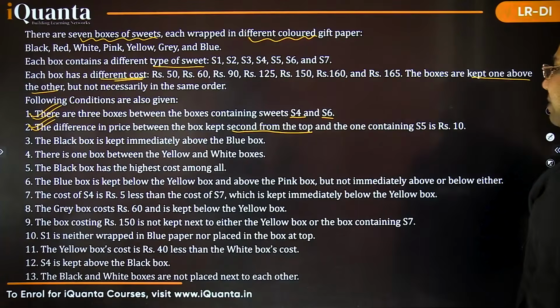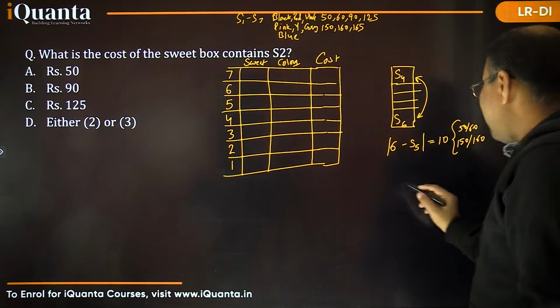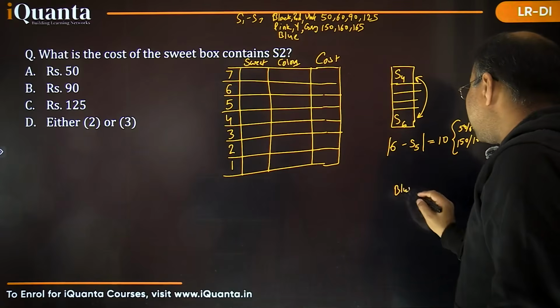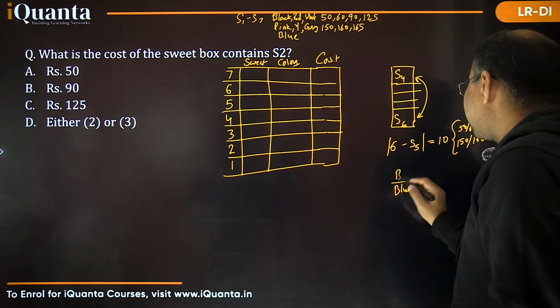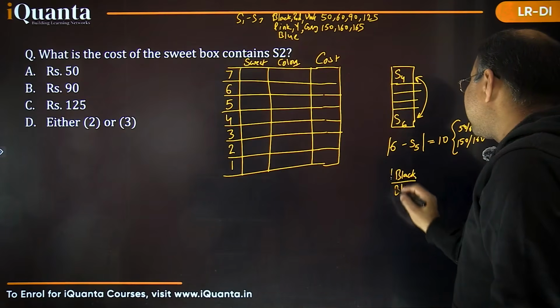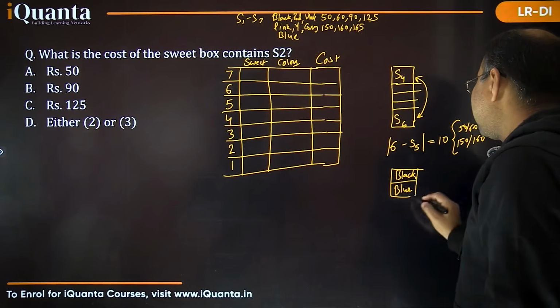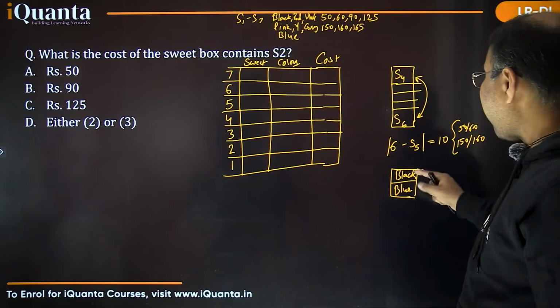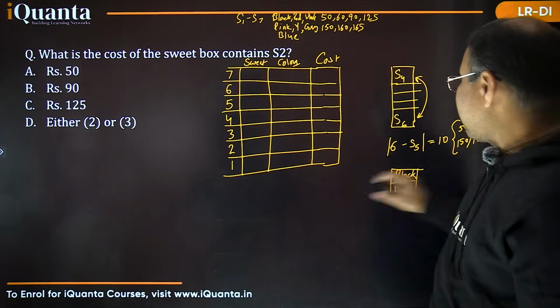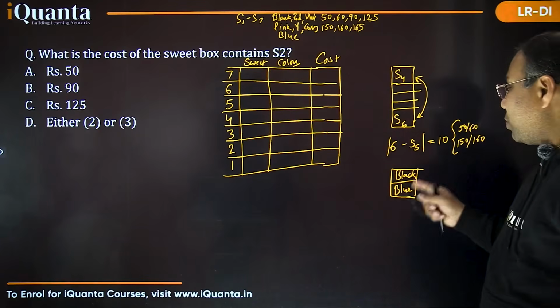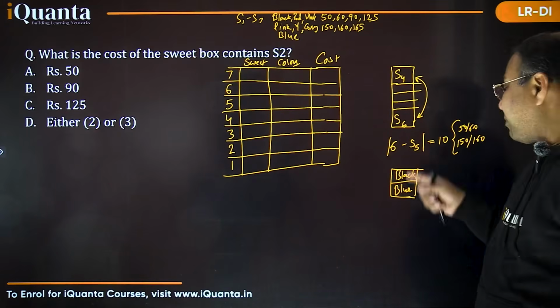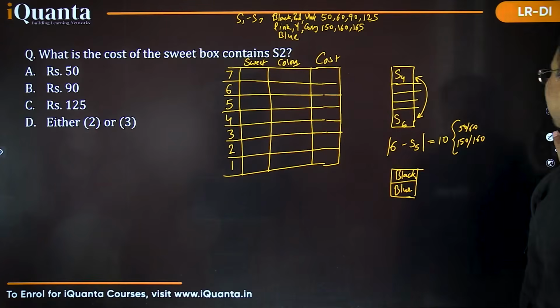So black box is kept immediately above blue. So blue, wherever it is, immediately above is black. So they are in the adjacent positions, right? So in this table, these two, black and blue in the color column, are going to be put in adjacent places like that. So black is kept immediately above blue. Fine. So that point is also done.